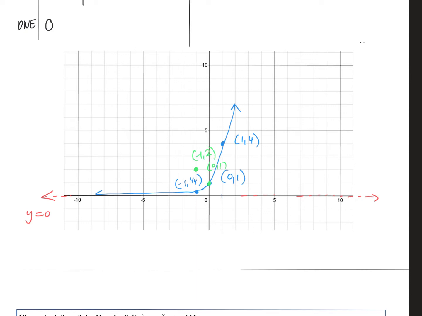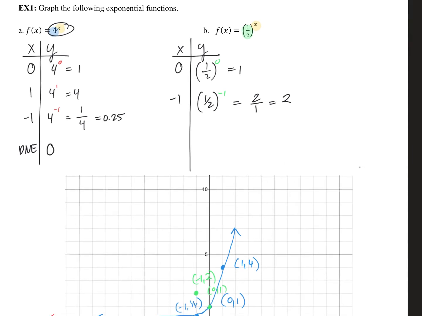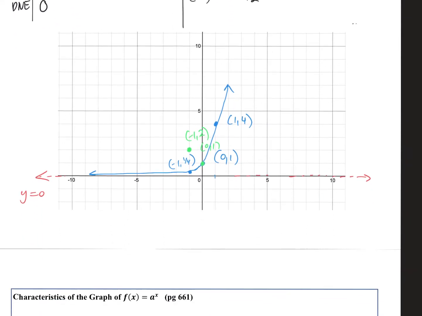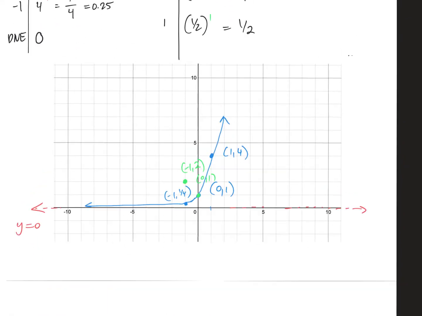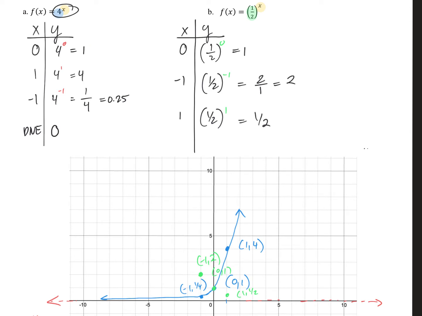And one more point, and then we'll try to find our intercept. Let's see. Let's go positive 1. Why not? Half, and then that's going to be to the positive 1 power, which is just going to be a half. So that's going to be 1/2. Right there, 1, 1/2.